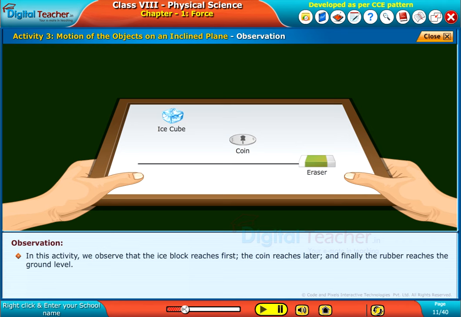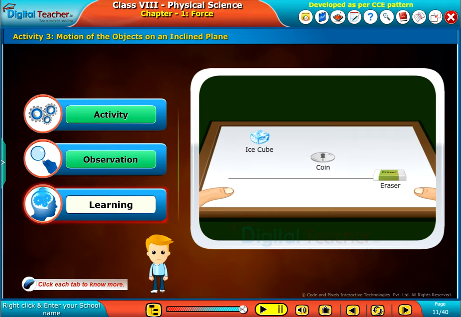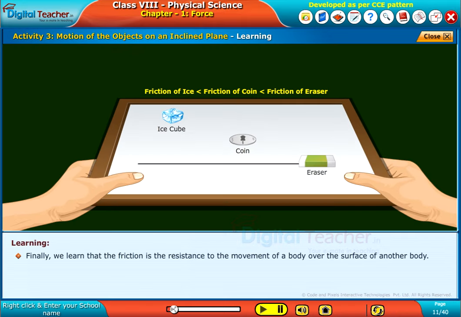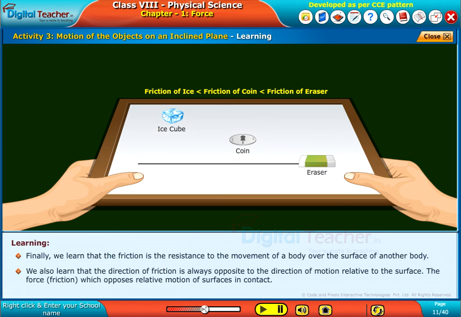In this activity, we observe that the ice block reaches first, the coin reaches later, and finally the razor reaches the ground level. Finally, we learned that friction is the resistance to the movement of a body over the surface of another body. We also learned that the direction of friction is always opposite to the direction of motion relative to the surface. Friction is the force which opposes relative motion of surfaces in contact.